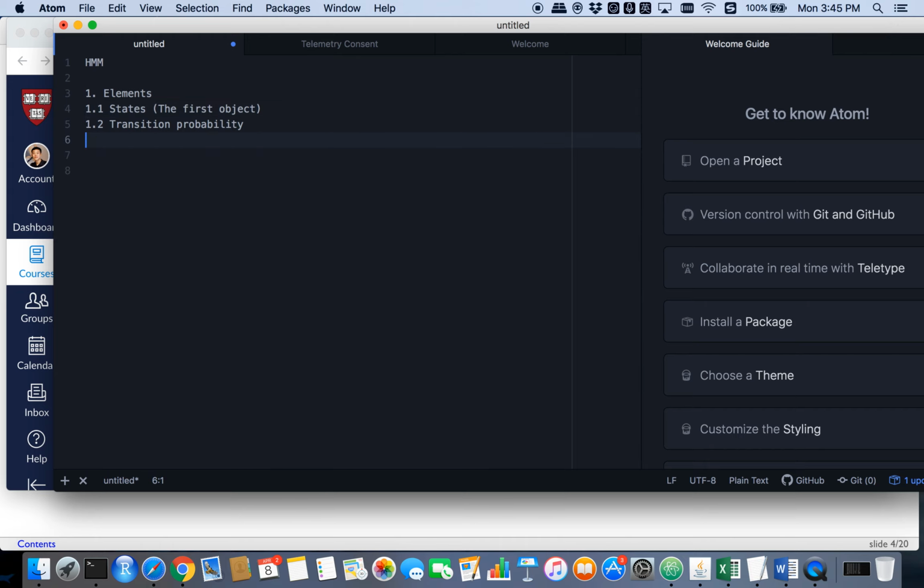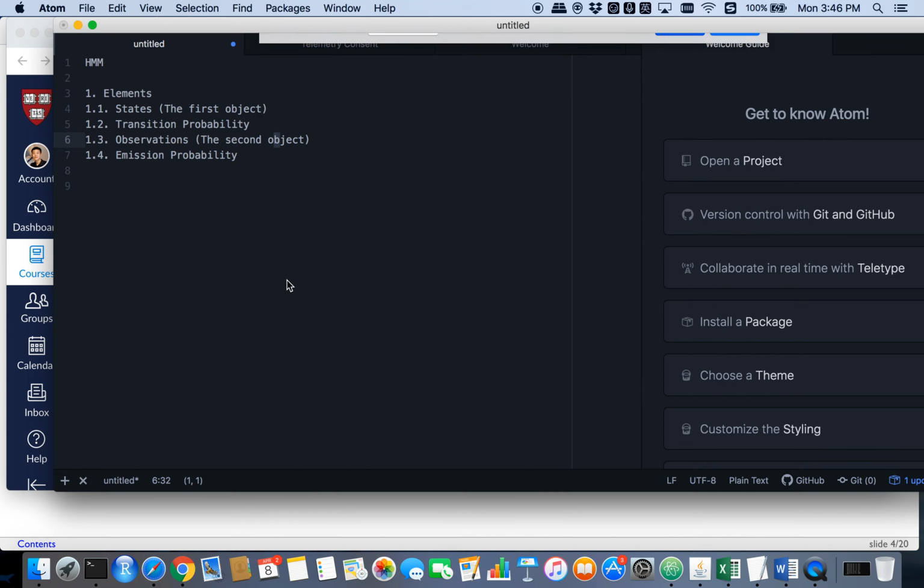Later, you would encounter the second object, which we call the observations, and also the things that connect the observations, the emission probability. All right, this is just the basic elements for you to go through the remaining part of this video.